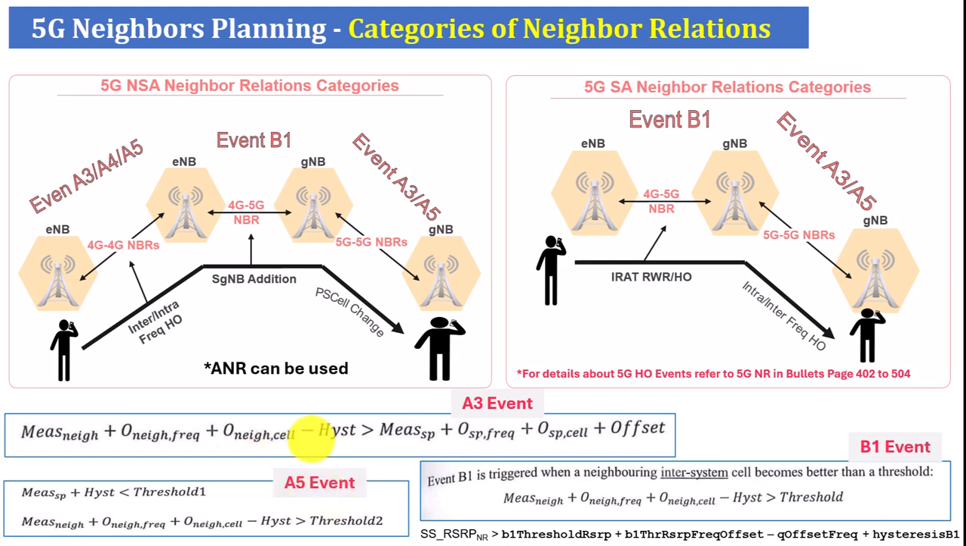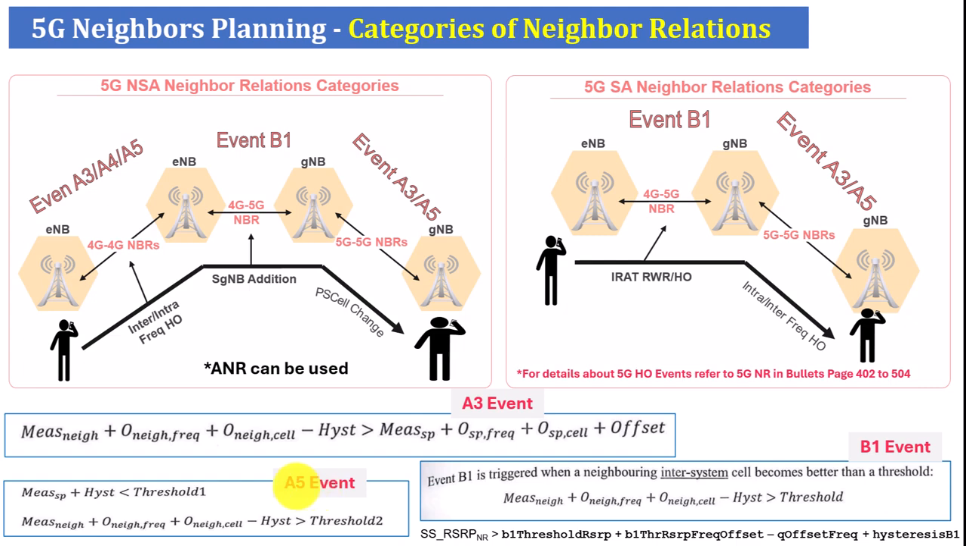A3 is just based on offset. You just give offset differences between the serving and neighbors. For example, if the neighbor is better than the serving by an offset of 3 dB, 4 dB, 5 dB, whatever value you give, and this is achieved for a specific time to trigger, then the handover will start triggering. The A5 event is the most commonly used now, more than the A4.